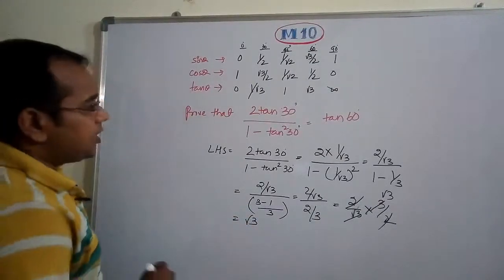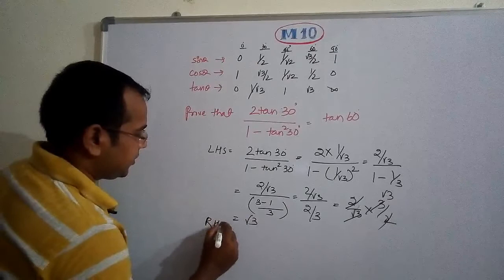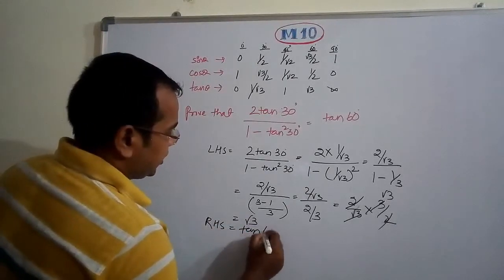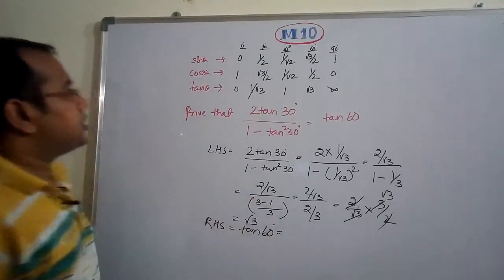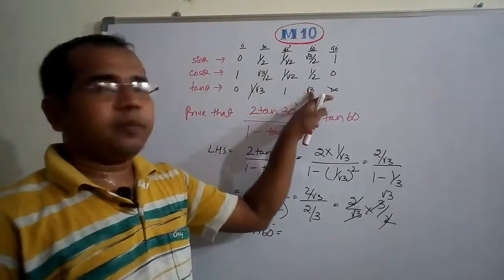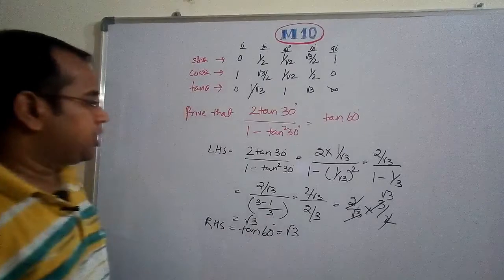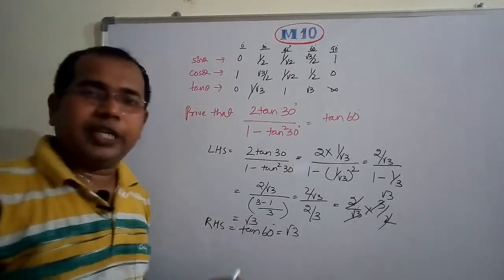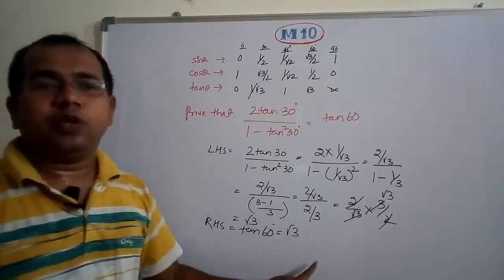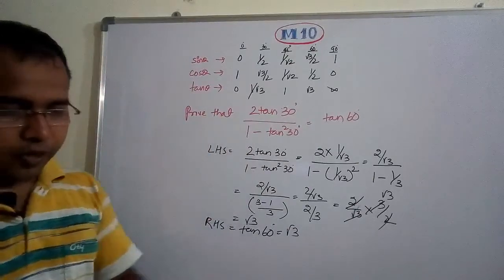Okay. Now RHS. RHS is equal to tan 60 degree. Now see here, tan 60 is nothing but root 3. So it is also equal to root 3. So here LHS you have got root 3, as well as RHS you have got root 3. So it is proved. Okay.